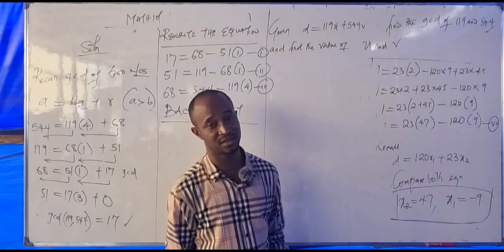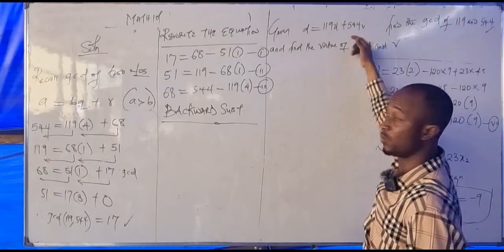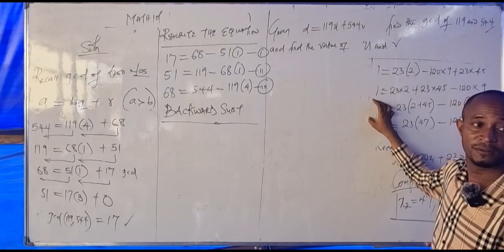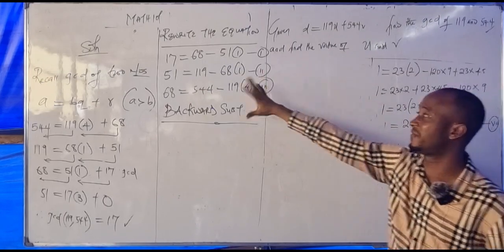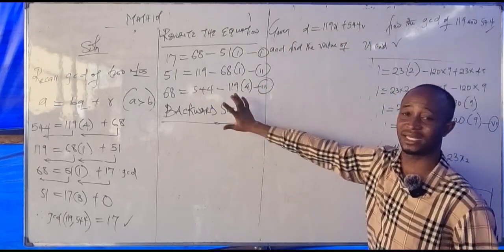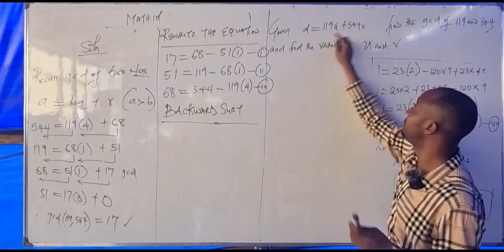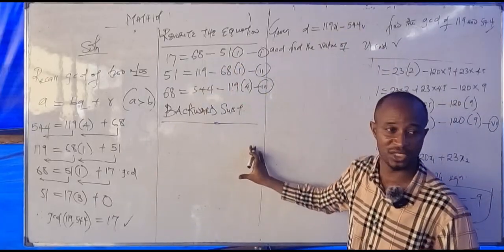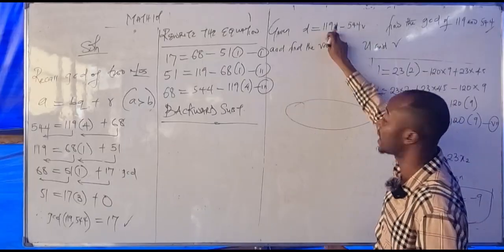You can still be given a minus. Your emphasis will still be on 119 and 544, but you now find your linear combination. No, it won't affect anything here. If anytime you have a minus, it will not affect anything you are doing here. Just do your normal calculation. When you now get your linear combination, you compare your equation with what you have here.